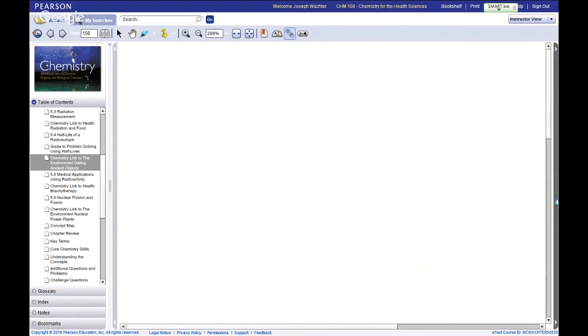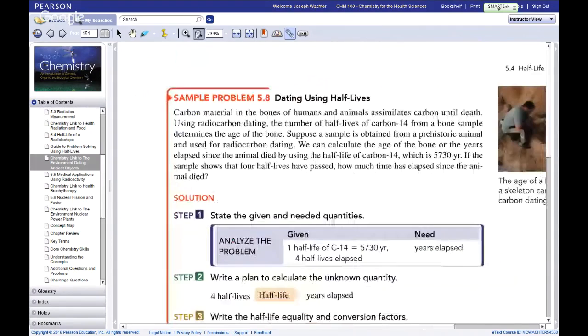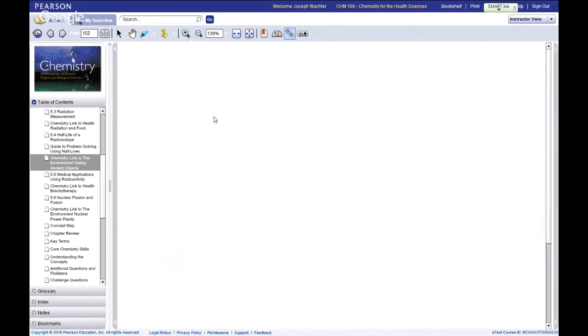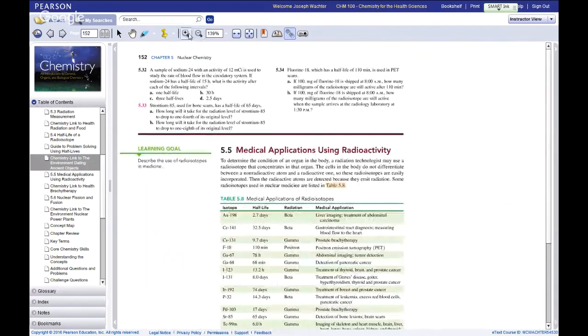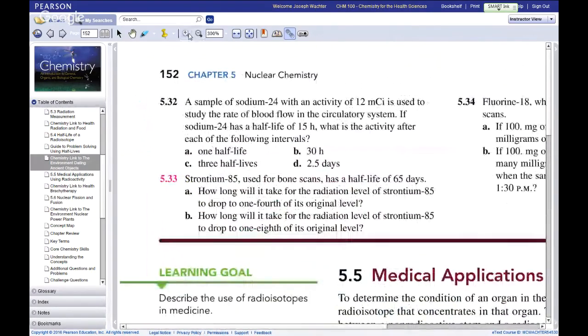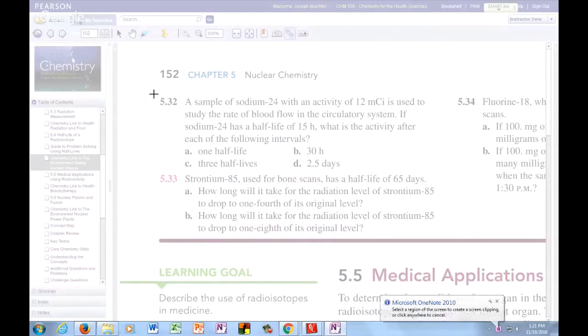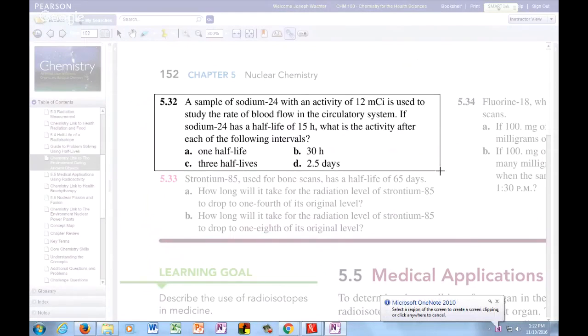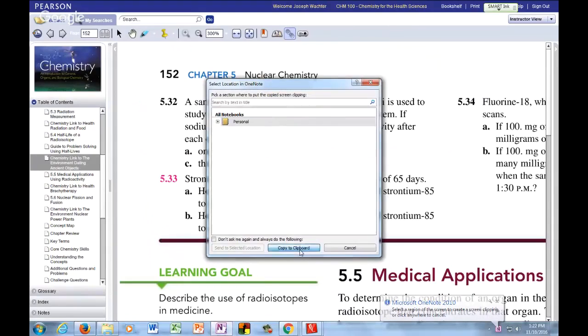All right, we need a couple of pages here. Sorry. Let's try this.